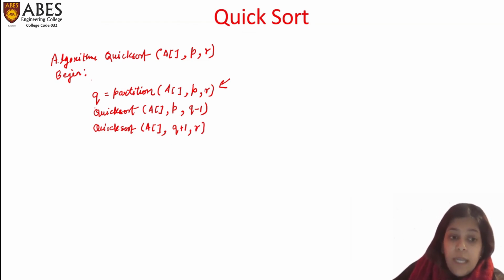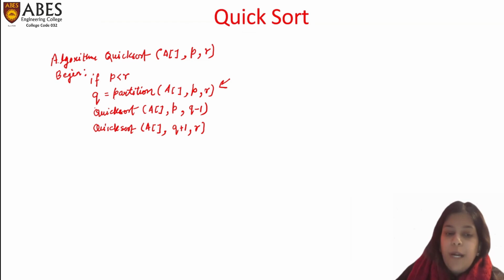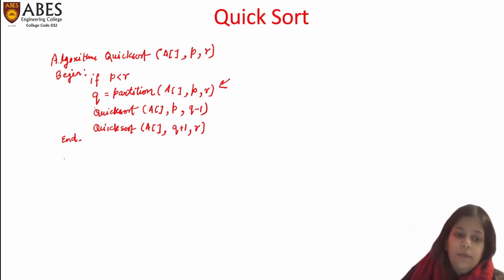But till what time do we have to do this? If the value of lower bound is less than the value of upper bound. If it is less than the value of upper bound, only then we have to partition and we have to recursively call the quicksort for the left and the right edges, right? So this is the quicksort algorithm. Now let us see how the partitioning algorithm works. This is also very important.